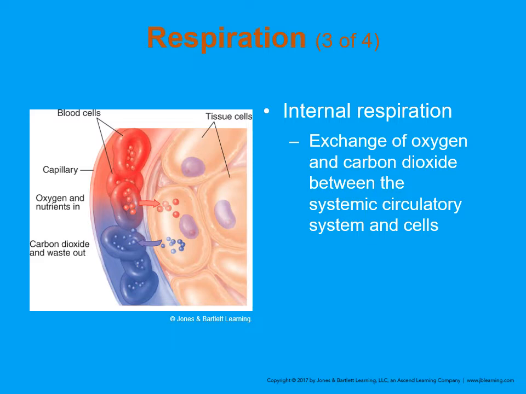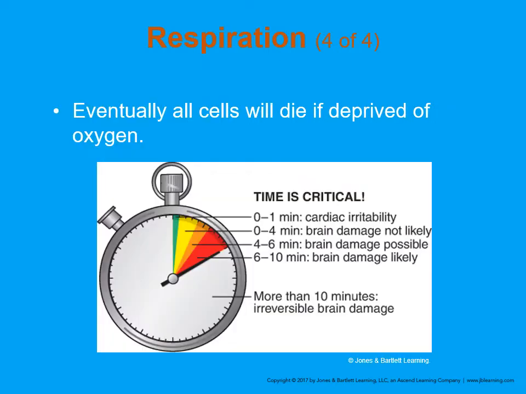All cells need a constant supply of oxygen to survive. When there is adequate oxygen, cells convert glucose into energy through aerobic metabolism. Without adequate oxygen, anaerobic metabolism takes place, which cannot meet the metabolic demands of the cell.